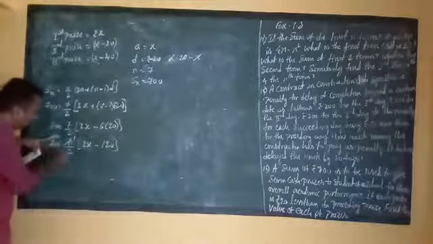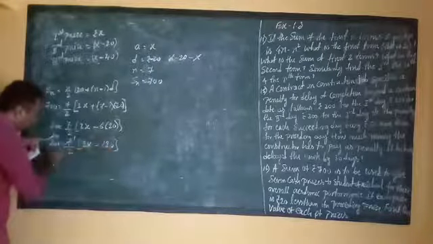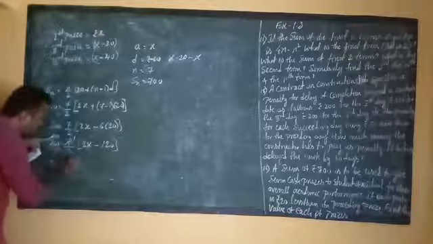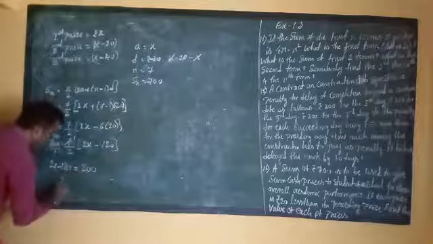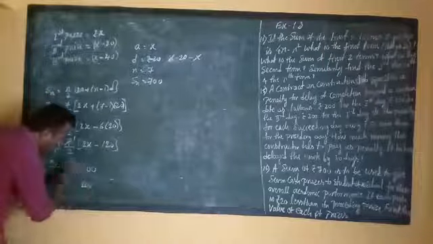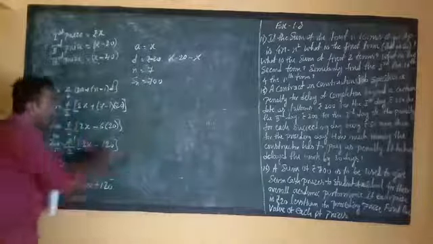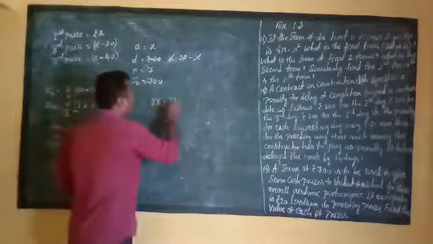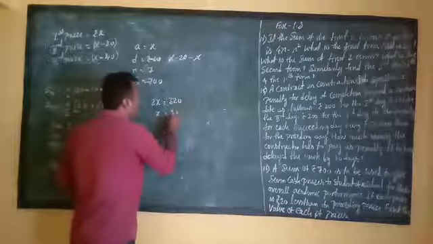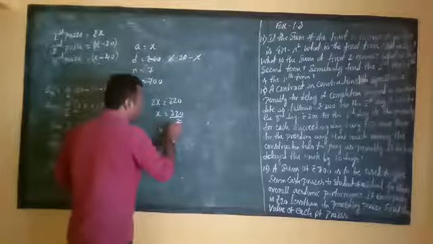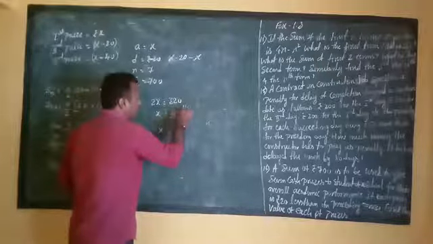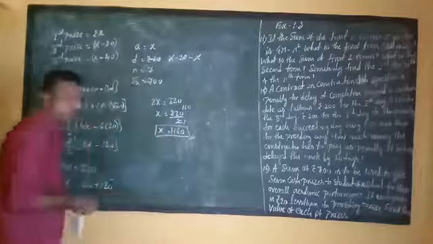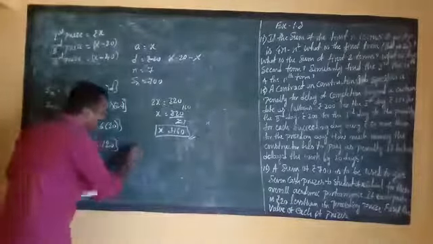So 100 into 2 we have to cross multiply. 2x minus 120, you have to cross multiply. So therefore 2x minus 120 is equal to 100 into 2, 200. So therefore 2x is equal to 200 plus 120, because minus 120 will become plus 120. 2x is equal to 320. Therefore x is equal to 320 divided by 2, which is 160 rupees. Therefore the first prize amount is 160.